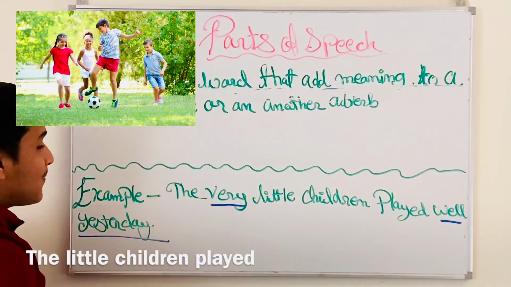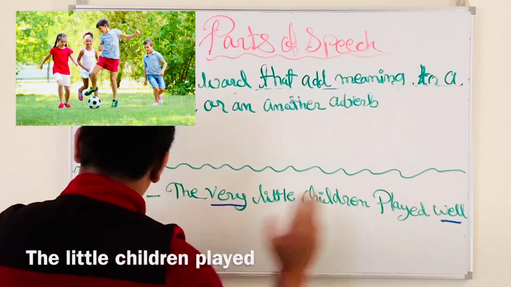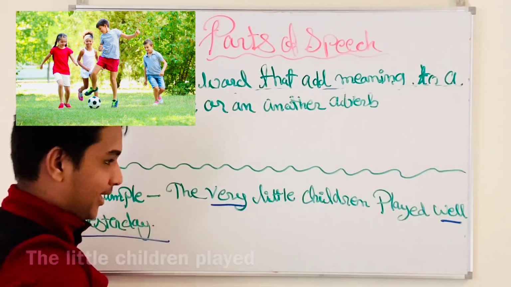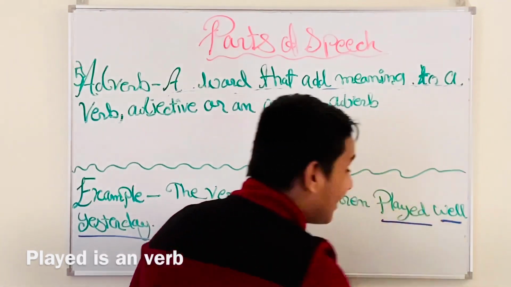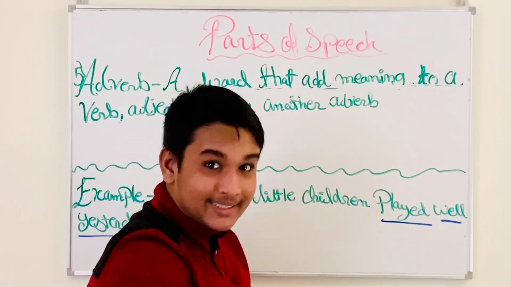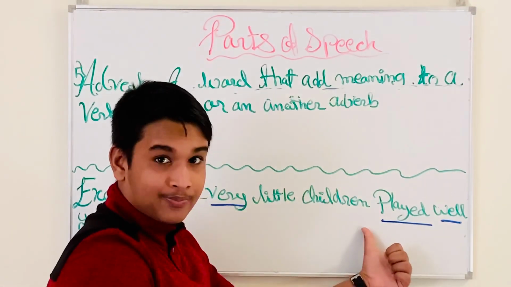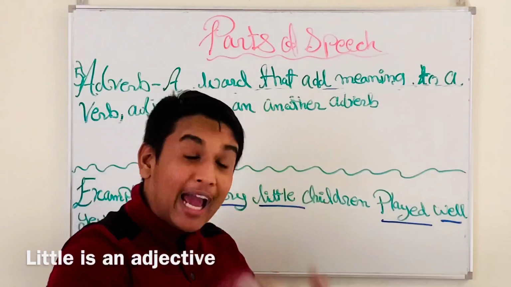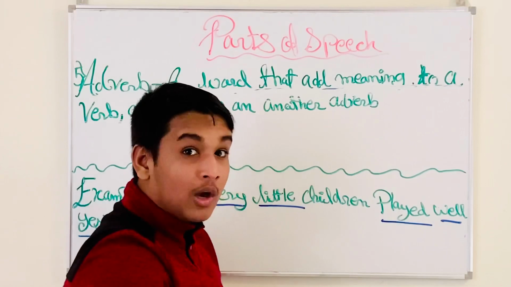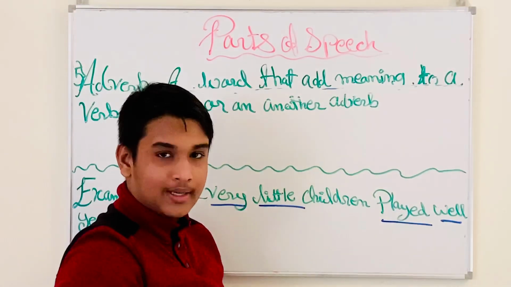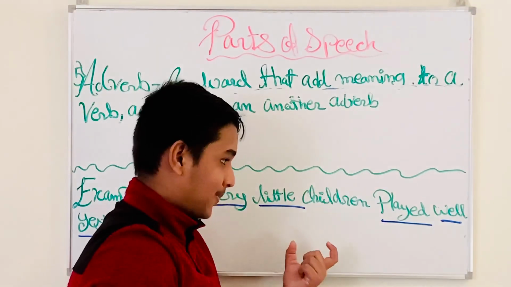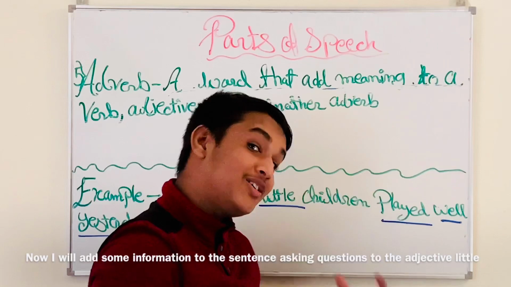Let's look at this example. Don't look at the words very, well, and yesterday. Just look at the sentence. The little children play. As you see over here, play is a verb. It's the action that the children are doing. Little is an adjective. It is describing the children, how they are. Like they are not big children, they are little children. Now I will add some more information to this sentence.